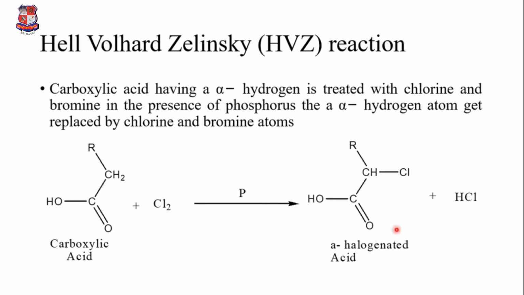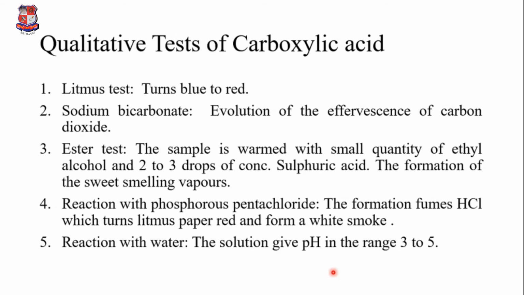This is the HCl. First we take the carboxylic acid plus Cl2 or Br2 in the presence of phosphorus, and we get an alpha halogenated acid. So in the alpha halogenated acid, one Cl is attached here, one H is removed, and this H is attached with the Cl and removes one HCl, and generates one alpha halogenated acid molecule. Okay.